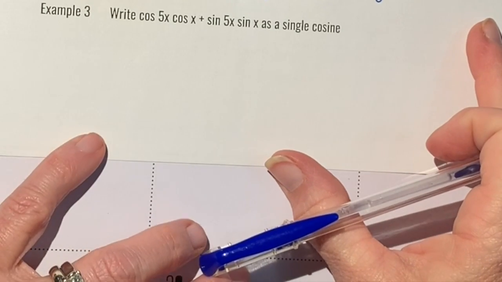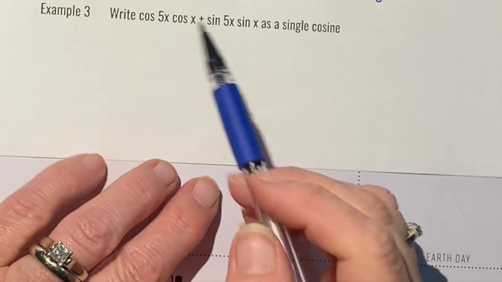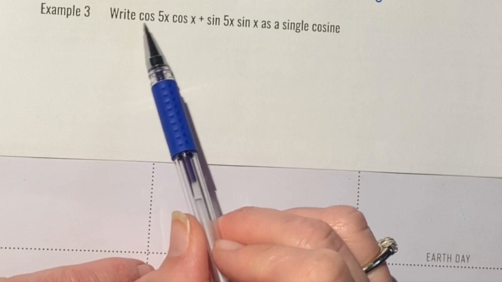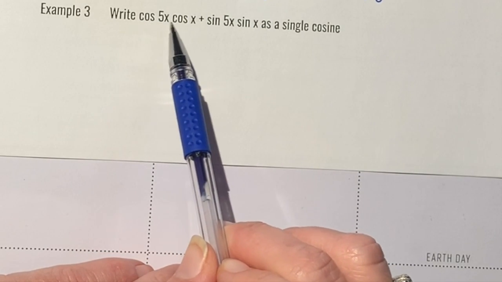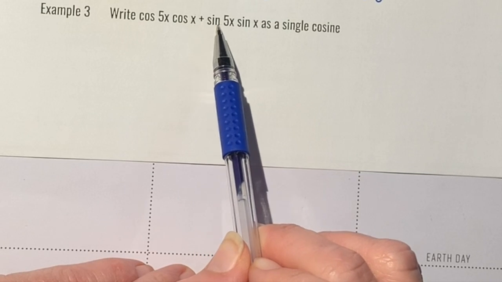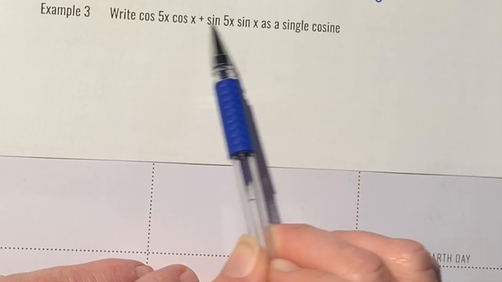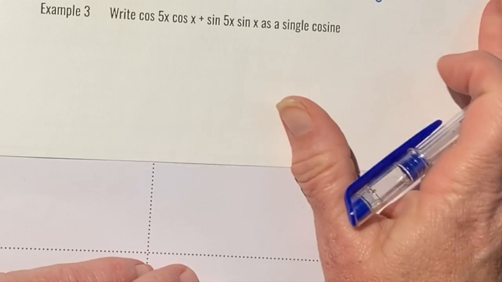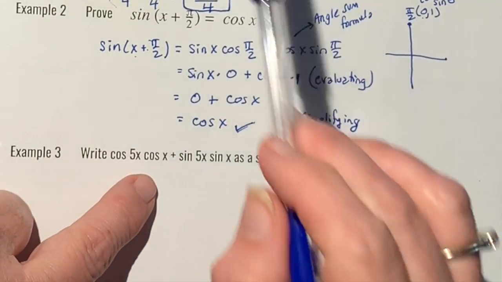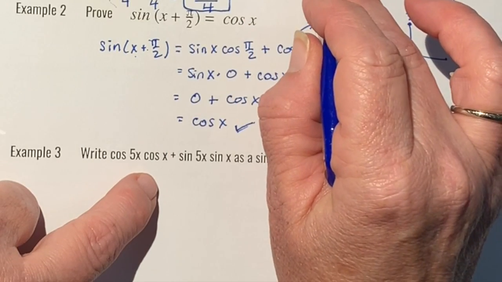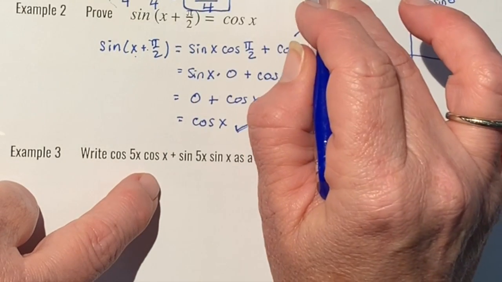All right, example 3. In this problem, we're going backward from what we've done in the other examples. Cosine of 5x times cosine of x plus sine of 5x times sine of x. Write that as a single cosine function. If you look at this, cosine of a sum becomes a difference over here. The cosine of a difference is the sum.